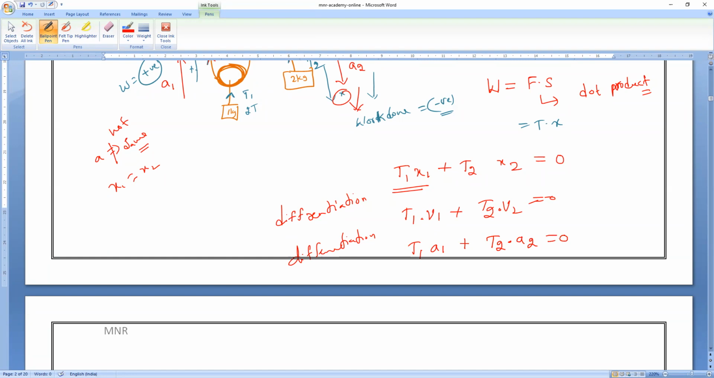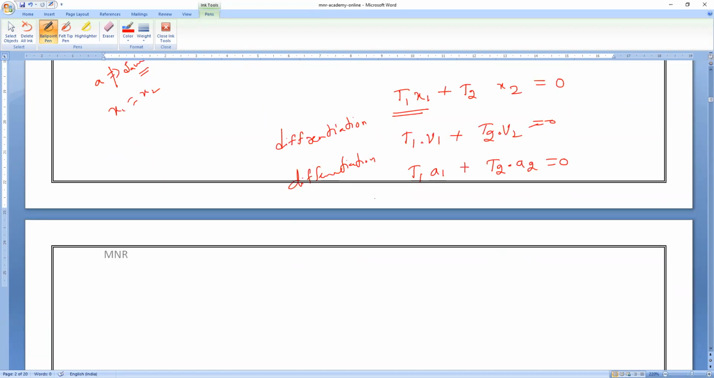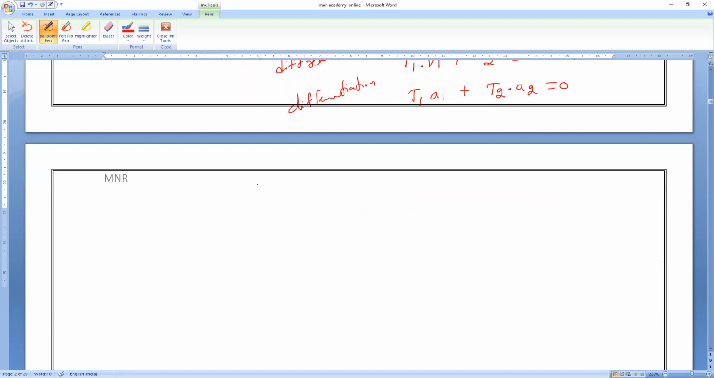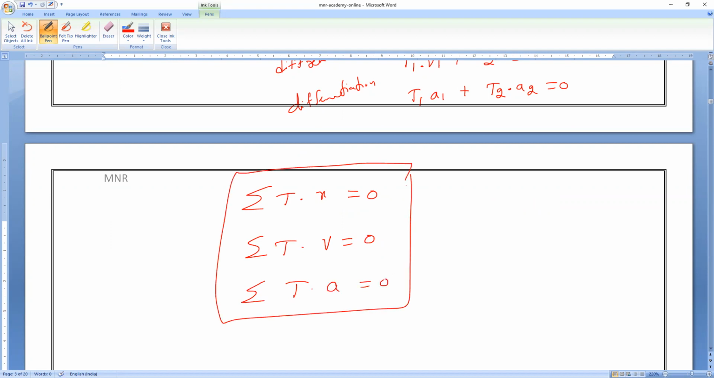So if I add whatever forces are acting, the summation of total work done is equal to 0. Summation of tension into velocity is equal to 0. Summation of tension into acceleration is also equal to 0. So that is what you should remember. Is it okay, guys? Everybody clear? Okay, now let us solve.